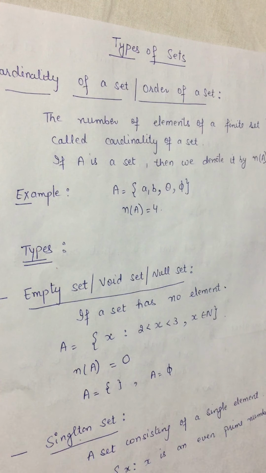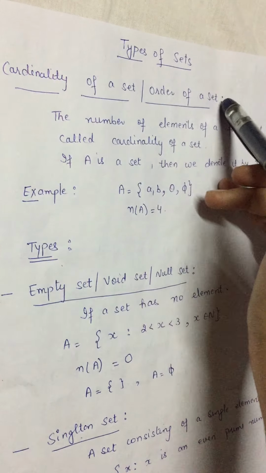Today we will discuss the types of set. In the previous video we discussed sets and their various forms. Now before starting the types of set, I will first describe one definition, that is cardinality of a set. The cardinality of a set is also called the order of a set.